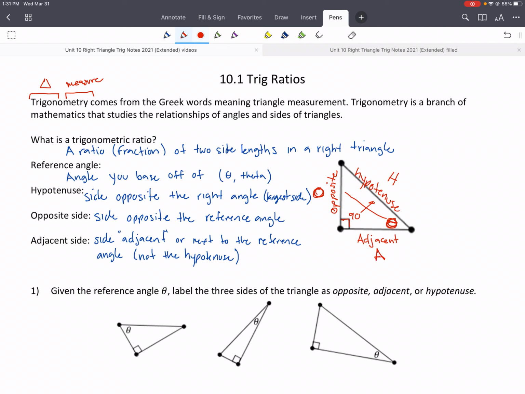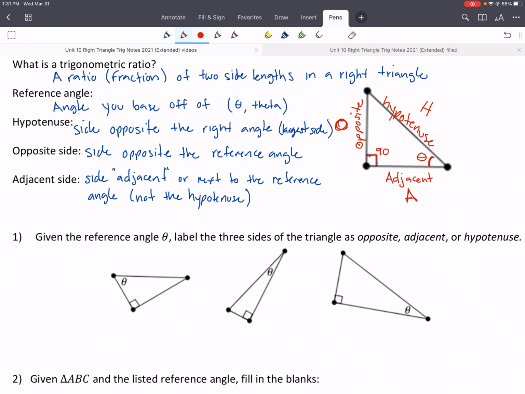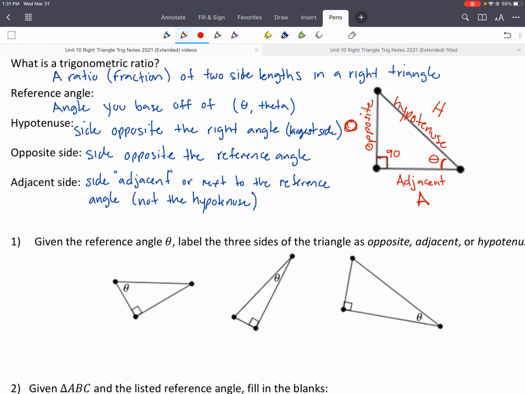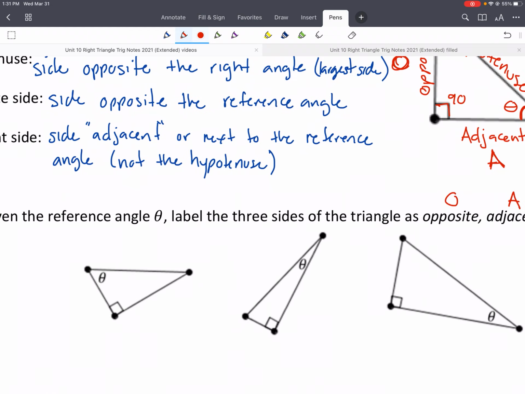All right, so this is something you need to be aware of, being able to label these sides based off of a reference angle. So let's do a couple examples of that right now. Given the reference angle theta, label the three sides of the triangle as opposite, adjacent, or hypotenuse. And again, you can just do O, A, and H. All right, so why don't you pause and give a try for these three.